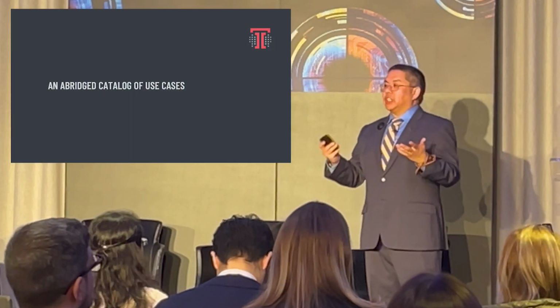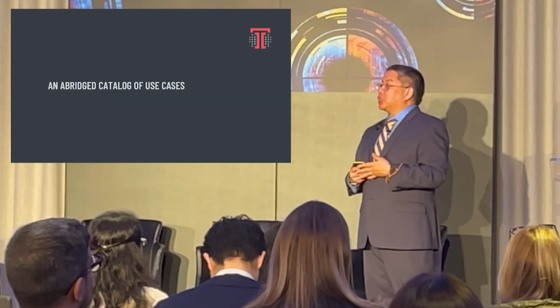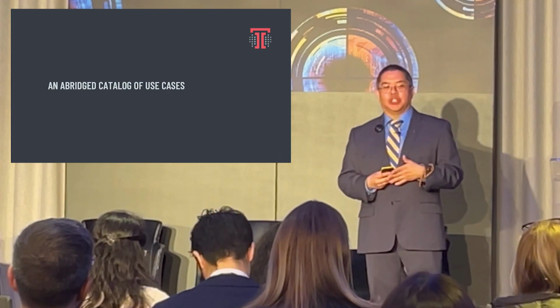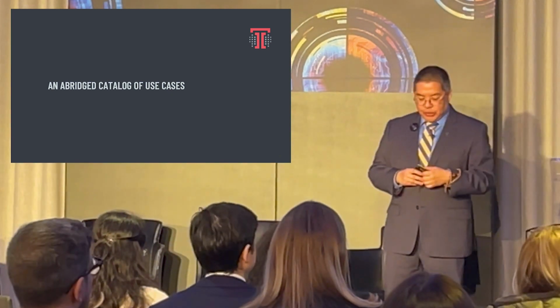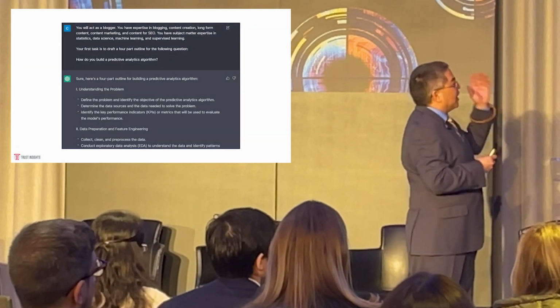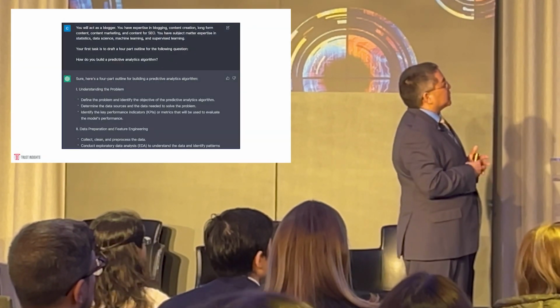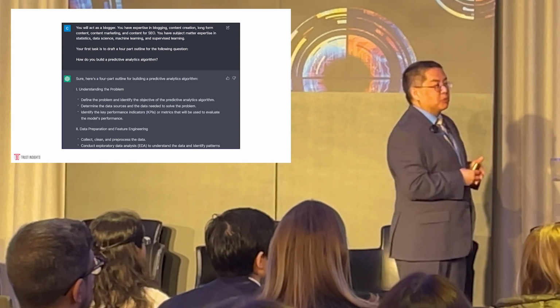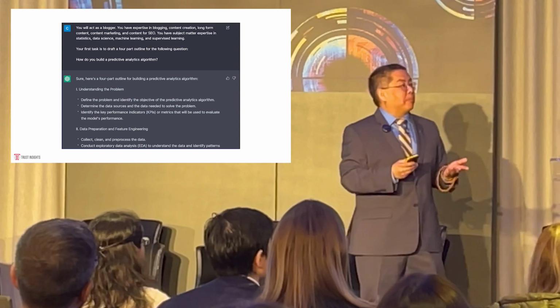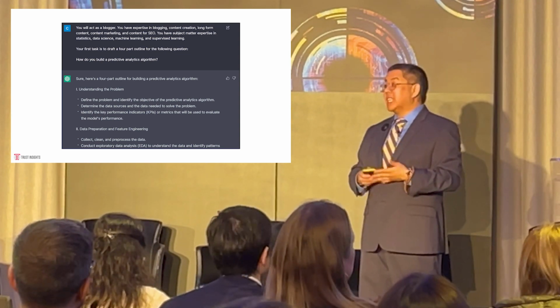So what can these things do? Well, here's the short version. If it's text, it can do it. So, real simple ones that we all know. You will act as a blogger. You have expertise in blogging. Write a blog post outline for the following question. How do you build a predictive analytics algorithm? Of course, it does the thing, right? This is the use case most people are using these tools for. It's just generation, one of the four core capabilities. And they're very good at it.